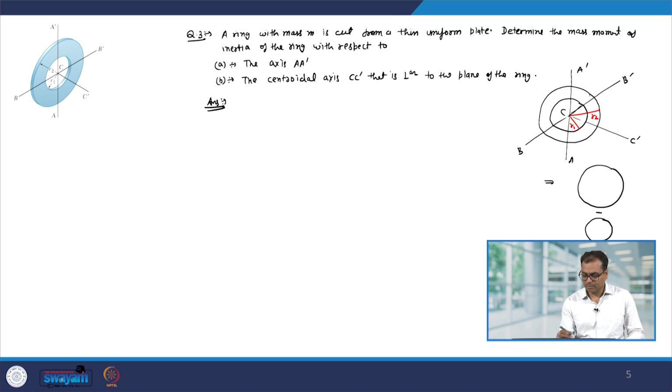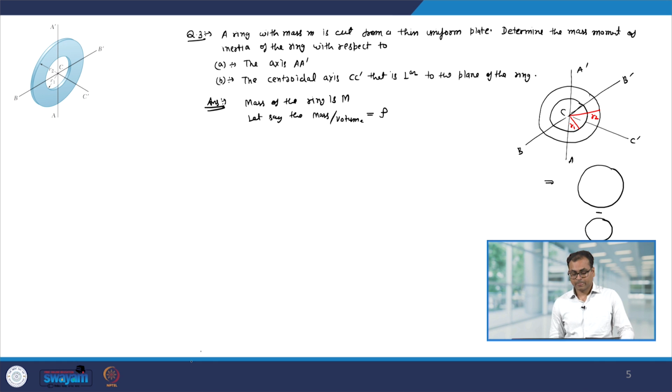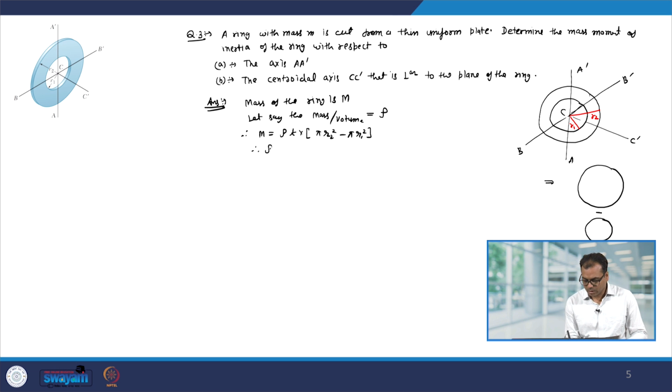So, it is given that the mass of the ring is m, and let us say the density, or the mass per volume, is rho. Okay. Therefore, mass m will be equal to rho times the volume, and the volume is the thickness multiplied by the area, which is pi r 2 squared minus pi r 1 squared. Therefore, rho is equal to m over pi t times r 2 squared minus r 1 squared.